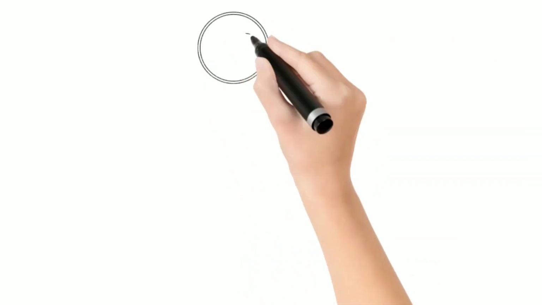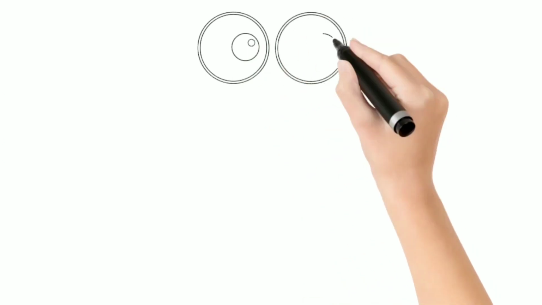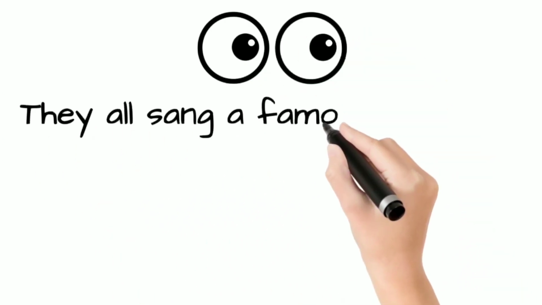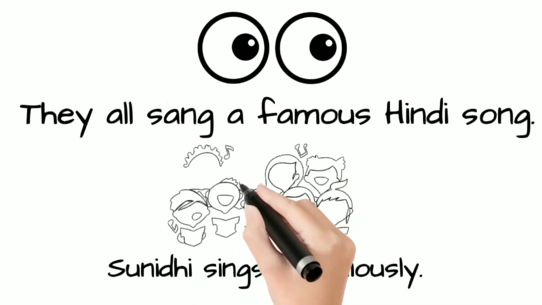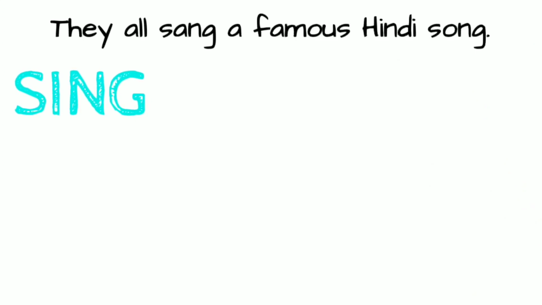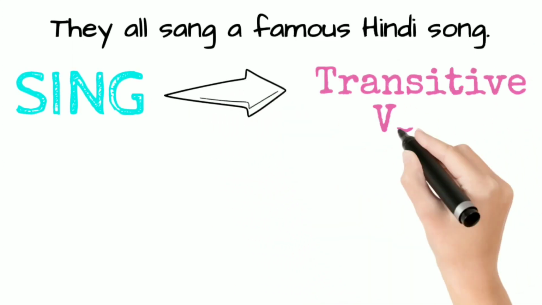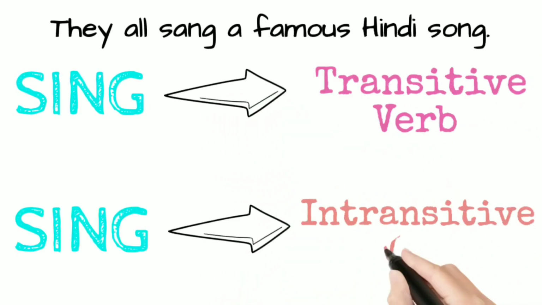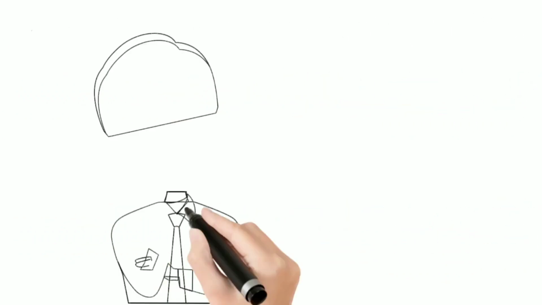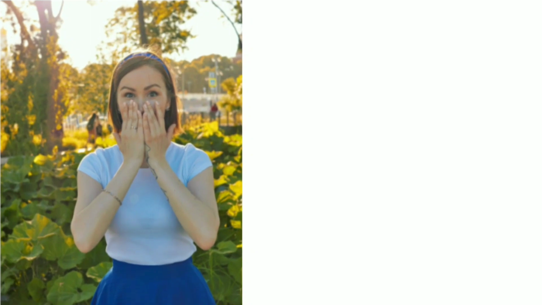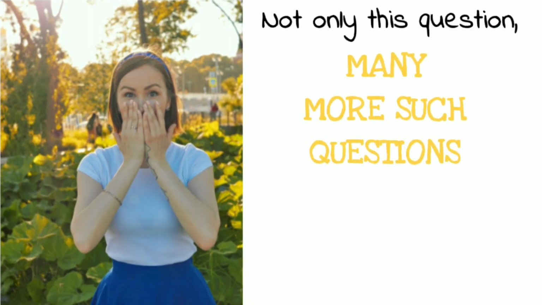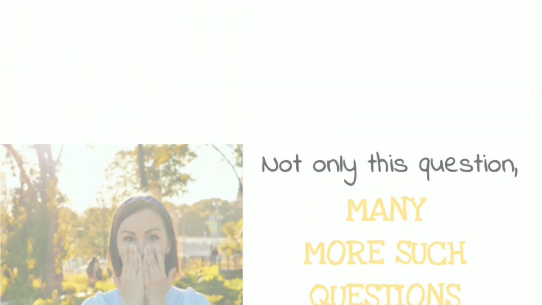Have a look at the following sentences. They all sang a famous Hindi song. Sunidhi sings melodiously. In the first sentence, sing is acting as a transitive verb, while in the second sentence, it is acting as an intransitive verb. Why so? Well, I'm going to answer not only this question, but many more such questions in this video. If you wish to know the answers, come along.